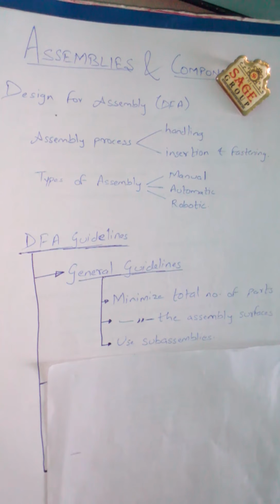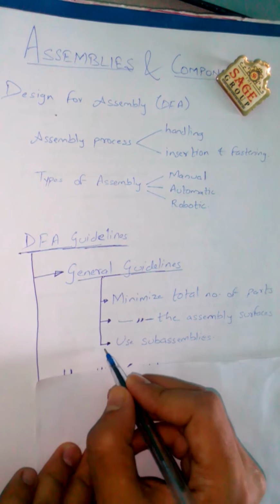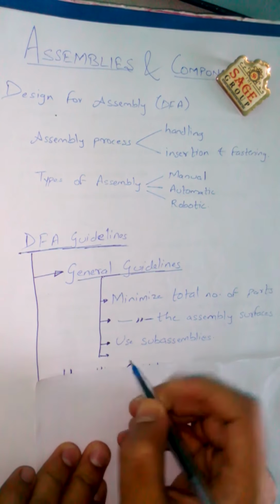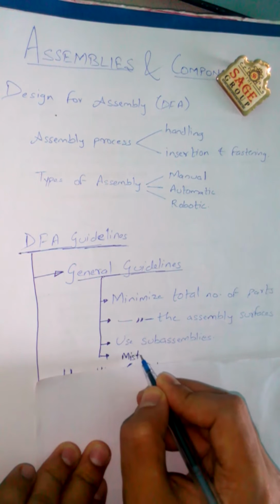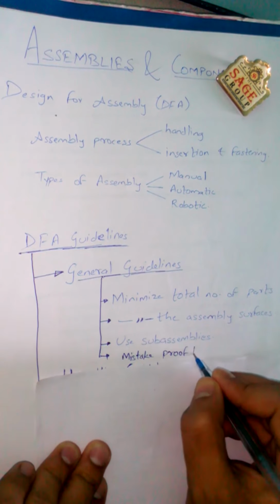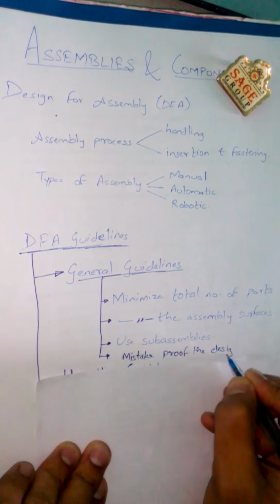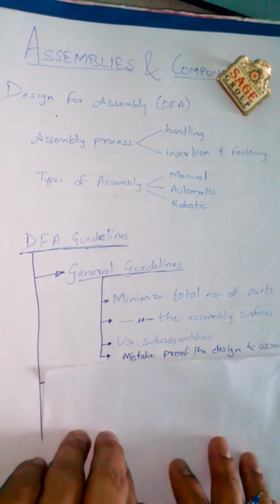When sub-assemblies are purchased, they should be delivered fully assembled and tested, and products made from sub-assemblies are easier to repair by replacing the defective sub-assembly altogether. Alright, there is a fourth one that is not written over here, that is to mistake proof the design and assembly. Now what is meant by this?